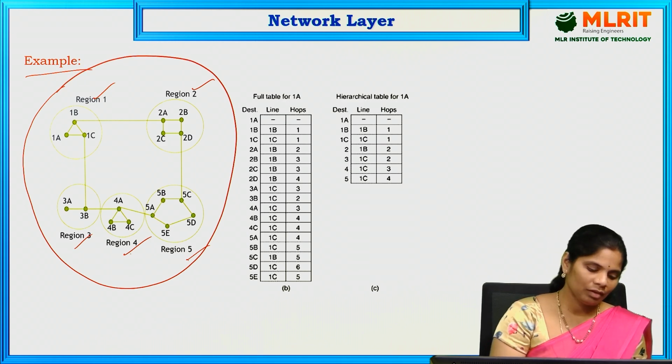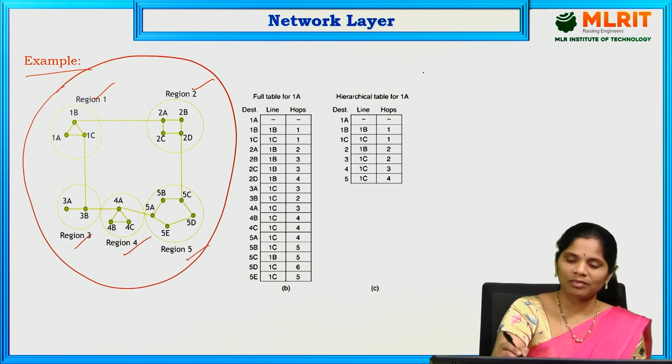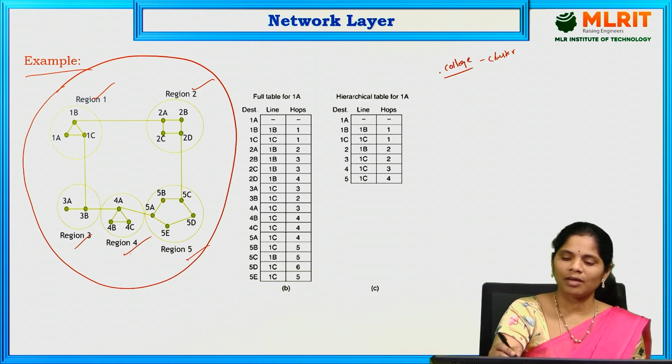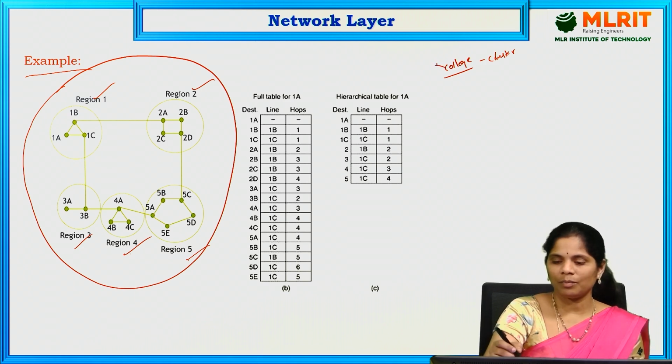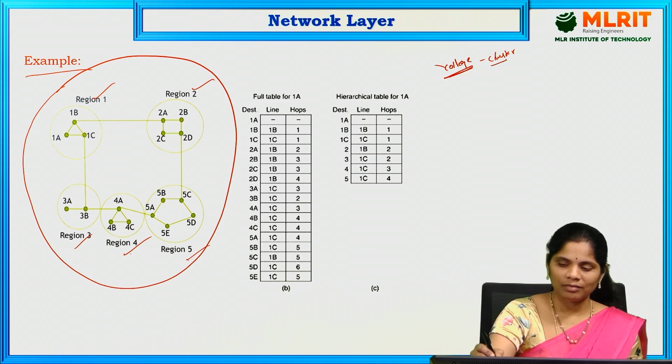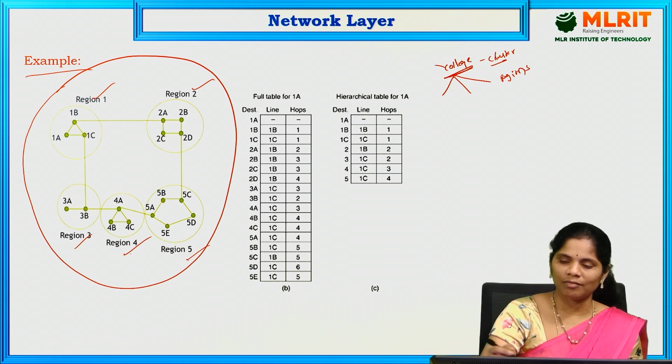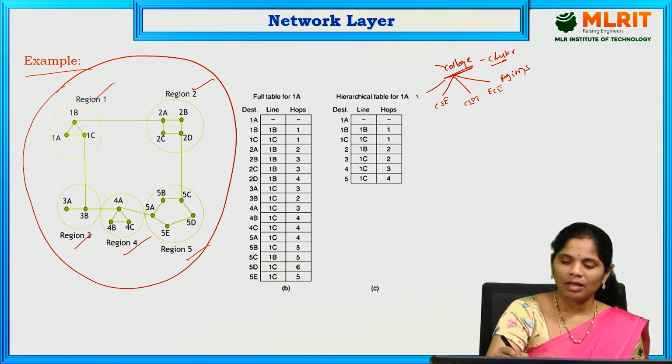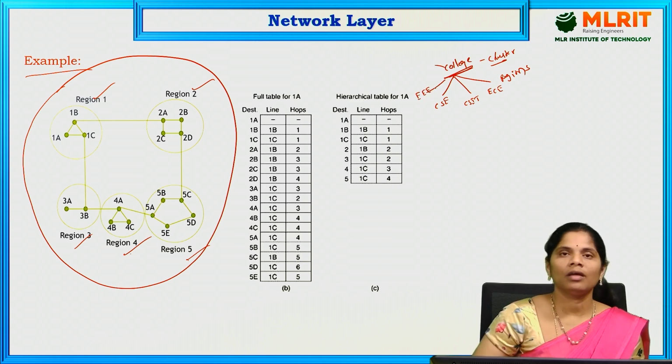Like, suppose we consider some college. Suppose this is the college. In this particular college, this is the cluster. Maybe this college has a number of campuses. So here it is nothing but a cluster. It has a number of regions. Regions are nothing but the number of departments in this college. What are the departments here? CSC is there, CSIT is there, EC is there, EEE is there. These are all nothing but the regions.